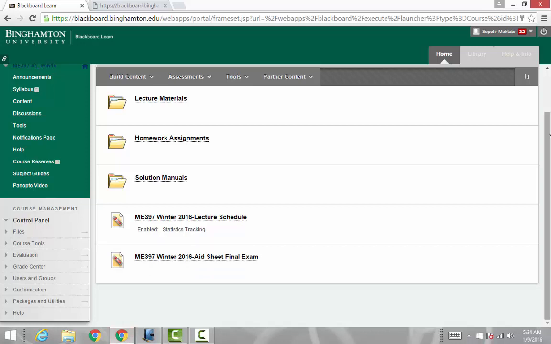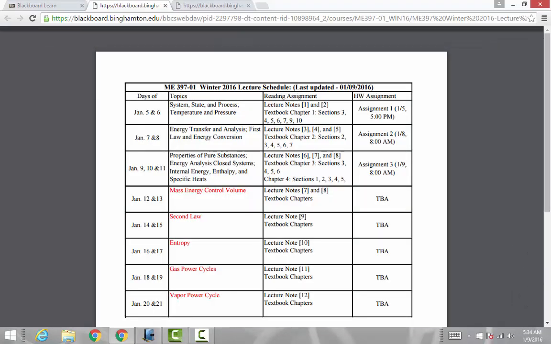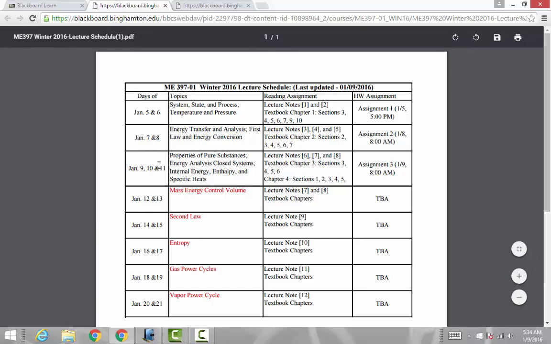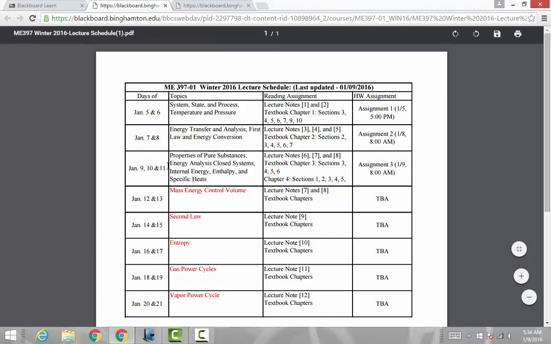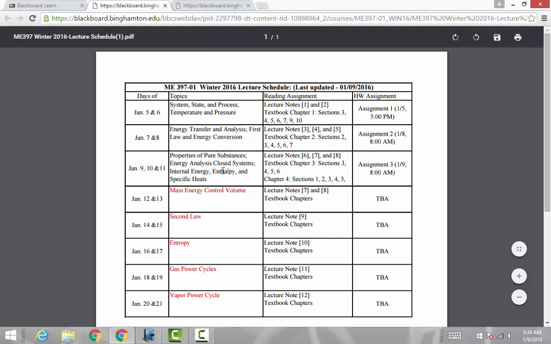In our lecture schedule, on the third column, you can see the package of 3 days, 9th, 10th, and 11th, this weekend. We're going to cover the properties of pure substances, energy analysis in closed systems, internal energy, enthalpy, and specific heats. We're going to cover a lot of material, in chapters 3 and 4 of the textbook. The corresponding lecture notes are 6, 7, and 8. Assignment number 3 will be posted at 8 a.m. today, and the solution will be provided 24 hours after this date.